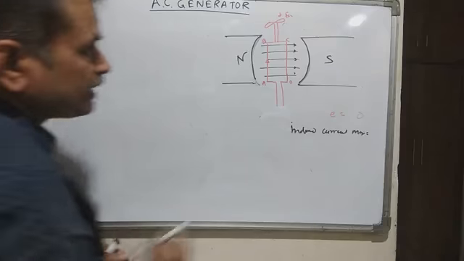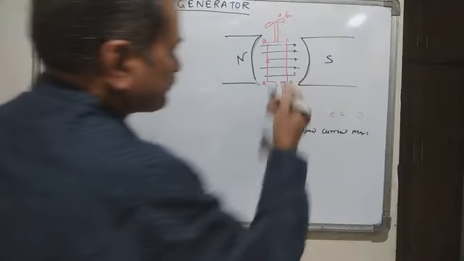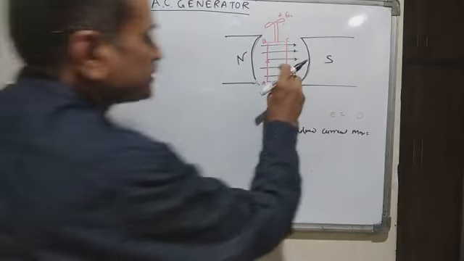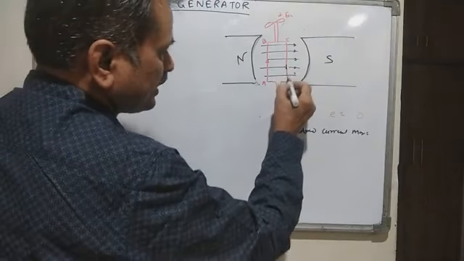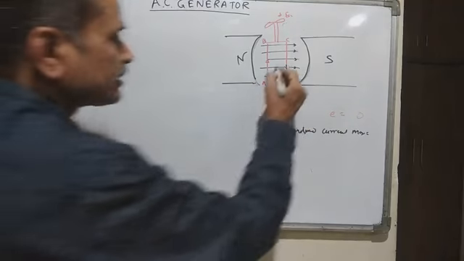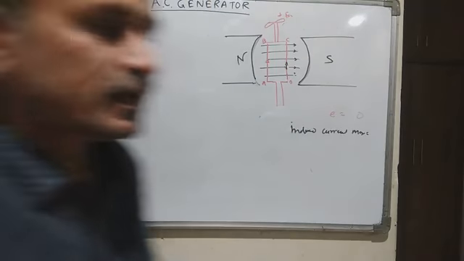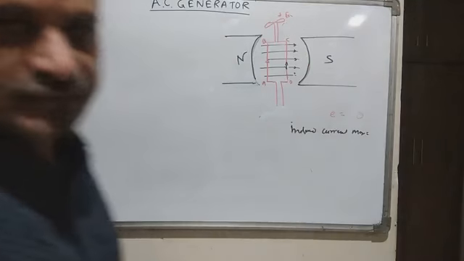Whereas while rotating the coil from that side, this current direction will change. So first the current will flow this way, and in the second turn, the direction will change. It will become like this. That means the direction of the current will continuously change after every half cycle.